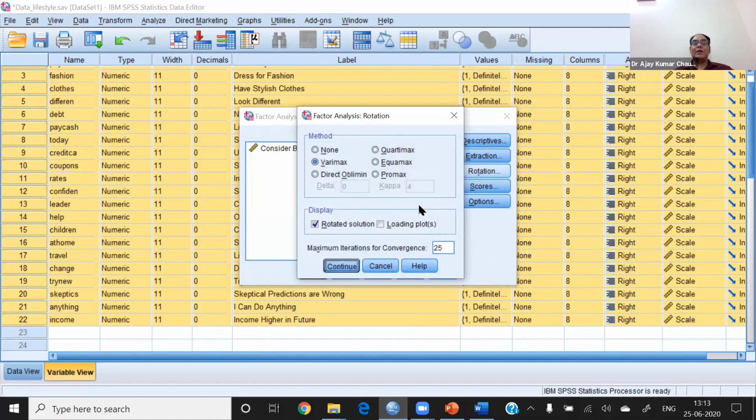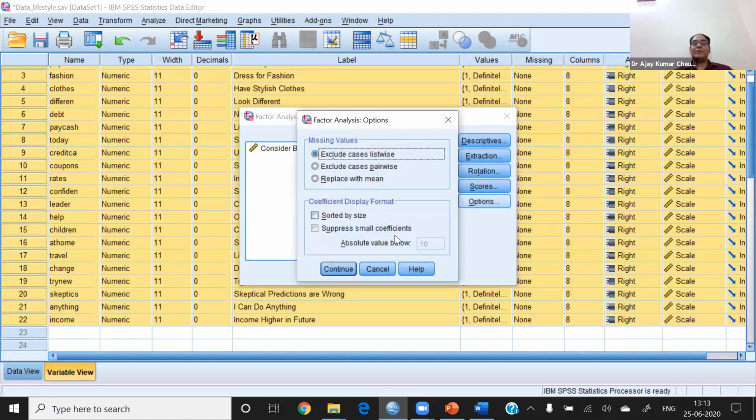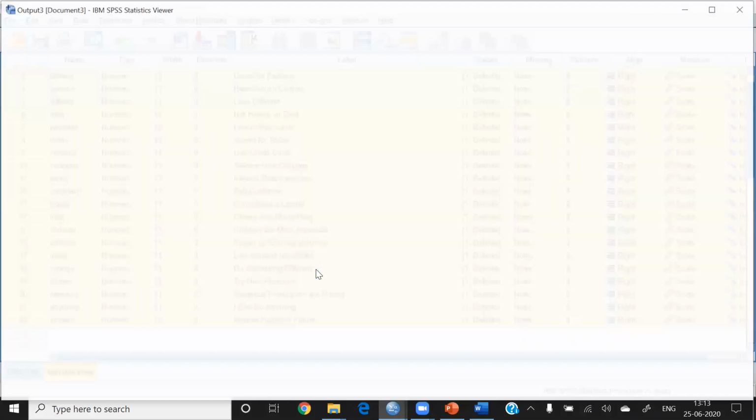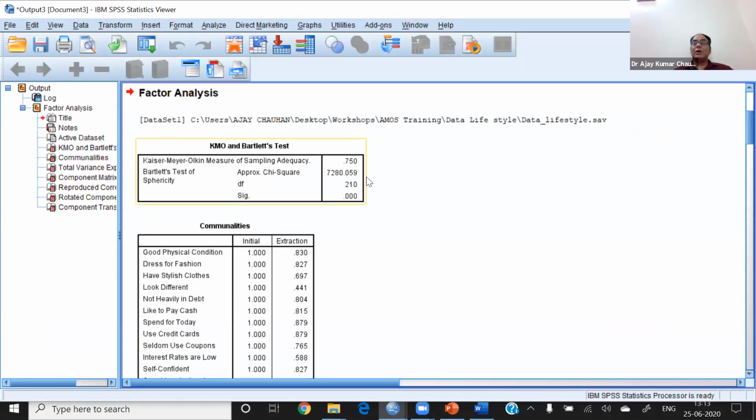In options, I click on sorted by size, suppress small coefficients less than 0.4, continue, and now I click OK. So I repeat all these answers once again. Here, the KMO value means whether my sample has enough variation or not. The KMO value is found to be more than 0.7, it is 0.75, which is good. So my KMO test is passed, and I can go for applying the factor analysis.